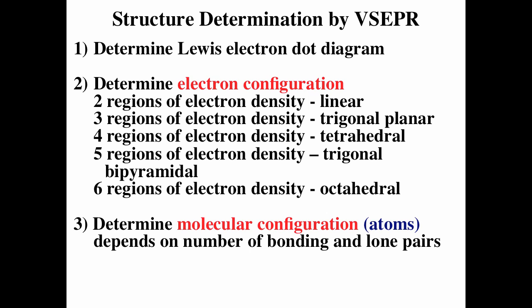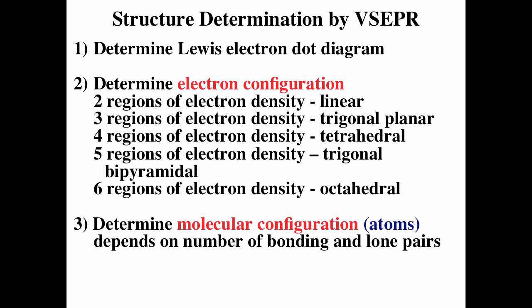Now, the molecular geometry is a little bit different. You're looking at just the atoms. And so the electron geometry and molecular geometry are only the same when you have no lone pairs on the center atom. If you have lone pairs on the center atom, then the two will be different.